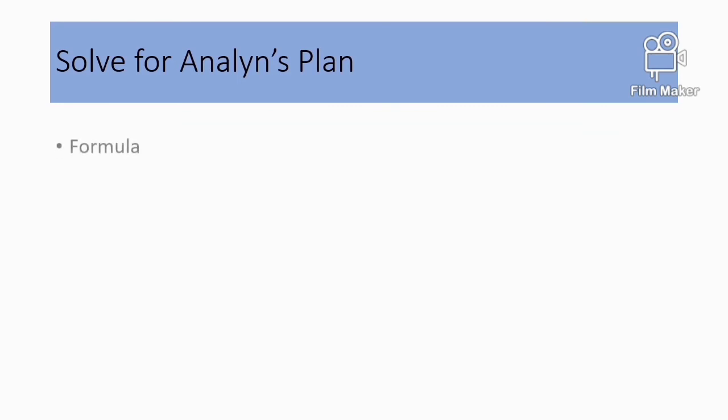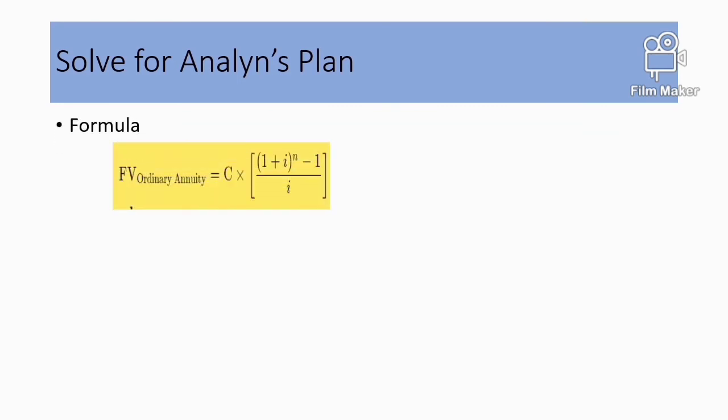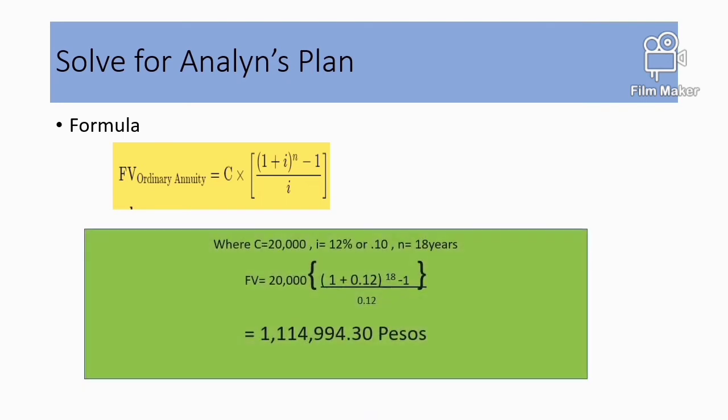Solve for Anna Lynn's plan. Formula: future value of an ordinary annuity is equal to C, the payment per period, times (1 plus i) raised to n, minus 1, divided by i, where C is 20,000, i is 12% or 0.12, and n is 18 years. Future value equals 20,000 times (1 plus 0.12) raised to 18, minus 1, divided by 0.12. And the answer is 1,114,994.30 pesos.